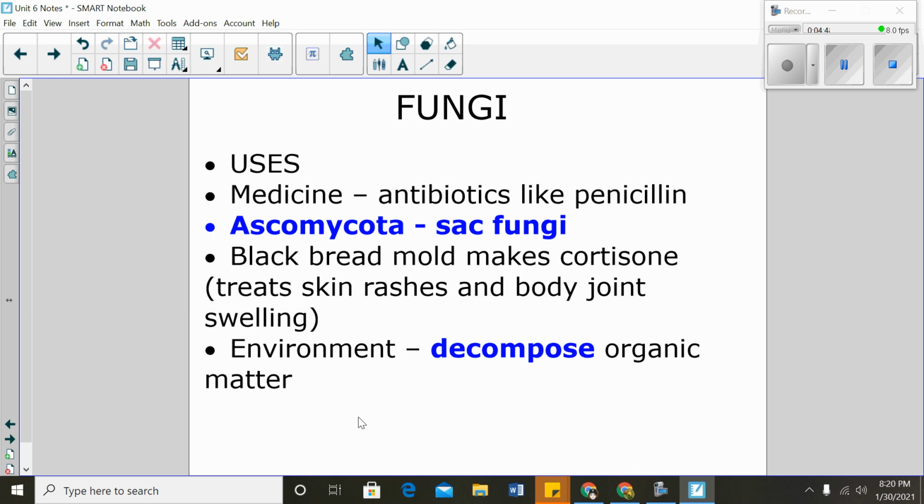Medicine. So you have antibiotics like penicillin, which is part of the Ascomycota or sac fungi. So that's why a lot of people are allergic to penicillin, because it is a fungus, but it kills bacteria. The black bread mold makes cortisone, which treats skin rashes and body joint swelling. And then in the environment, fungi are decomposers. They decompose or break down organic matter.